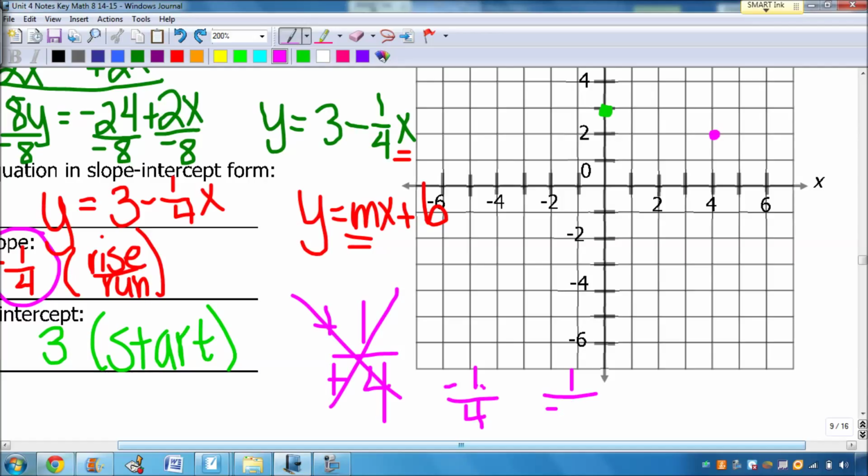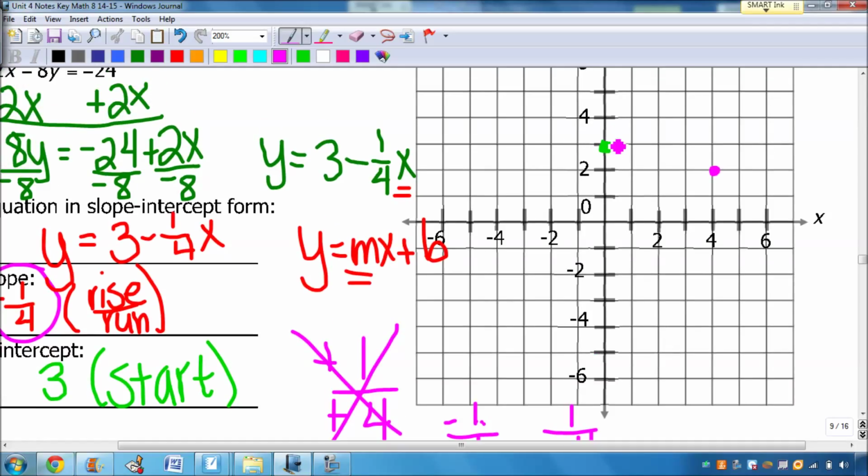Okay, again, only one of these numbers is allowed to be negative. So if I make the 1 positive, my rise is up 1, and then my run is to the left 4. So 1, 2, 3, 4. I'll go to the left 4 right here, and I will put a dot right there. So there is my line right here. So if I connect my dots, this is what I get. Notice how if you went down 1 and to the right 4, it's the same thing as going up 1 and to the left 4. It's your choice how you want to do it.